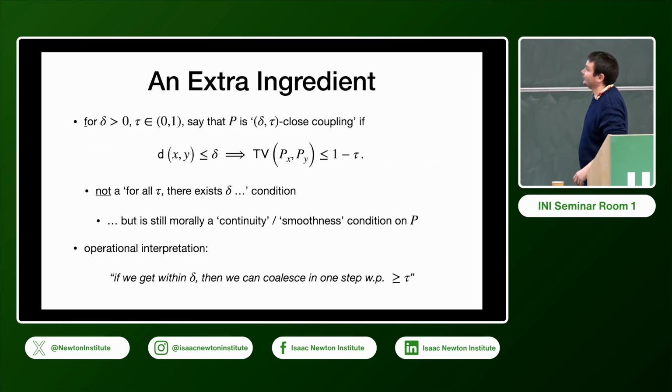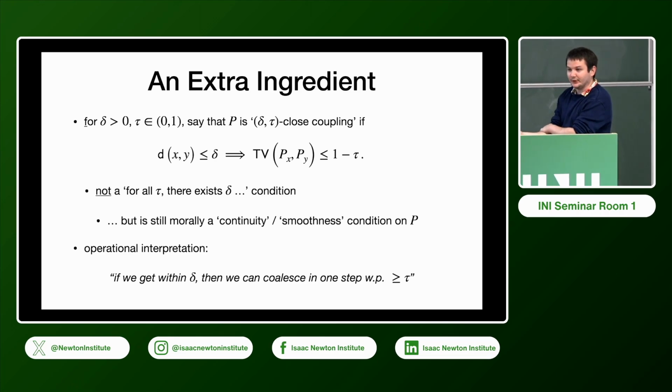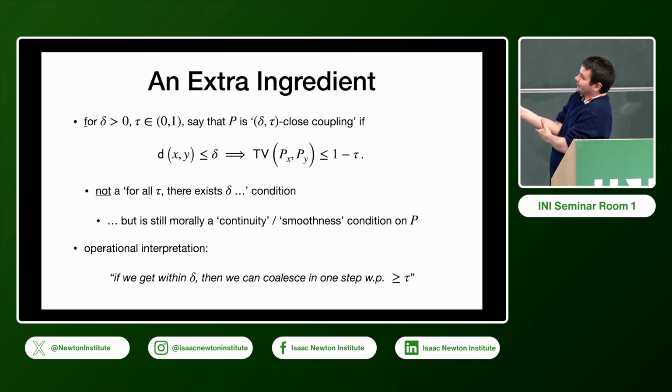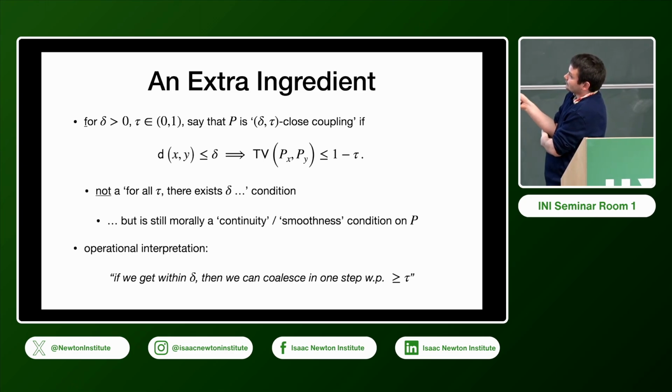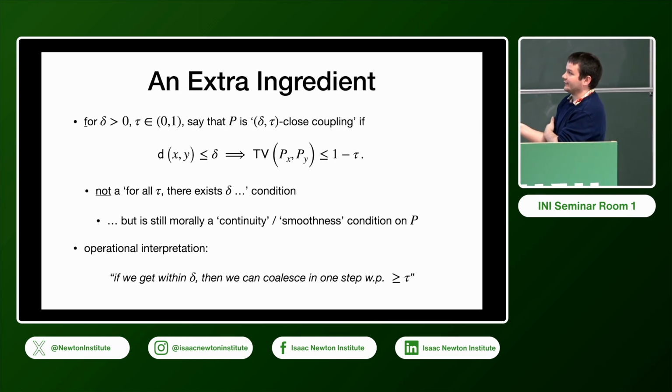Okay, and so this is the extra ingredient that we need to look at for the discrete time formulation. So let delta be greater than 0, being a sort of distance, and it's fixed. I'm not sending it to 0. It's really fixed. And for some threshold tau, say that the Markov kernel P is a delta-tau close coupling if we have this condition, which is that if I have 2 points x and y that are within delta of one another, then the total variation distance between the Markov kernels is bounded well away from 1.